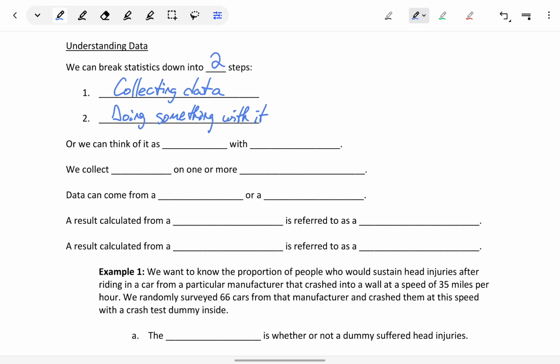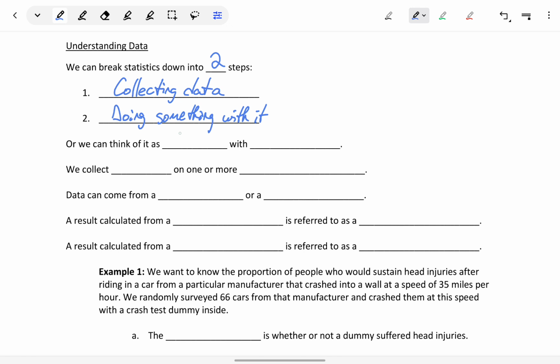We'll talk throughout this course about different ways we can go about collecting data and the importance of collecting good data, but we're going to really be focused on that second step. Once we have data, what are the different things that we can do with it to make sense of it and help us answer questions?